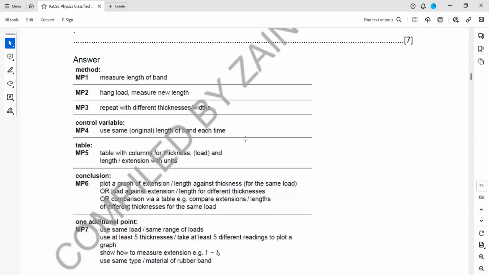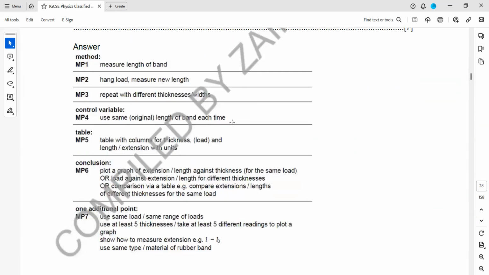The marking scheme points, as you can see here, the answers are there at the end of each question. So measuring a length of a band, hang a load and measure the new length, we did. Repeat with different thickness, we did. Same original length should be there every time, control variable. And the table with a column heading like thickness, length, extension with unit. Because we are investigating how the thickness affects it, that's why I mentioned the thickness will be there. Or load and length extension with unit can be there.